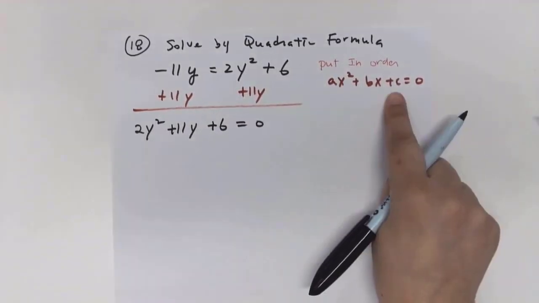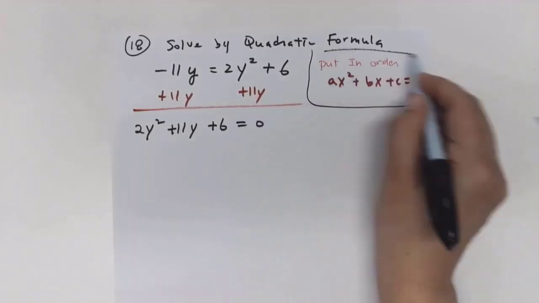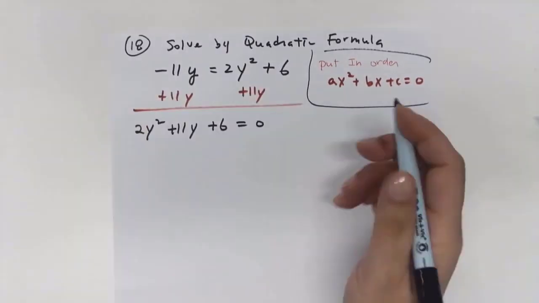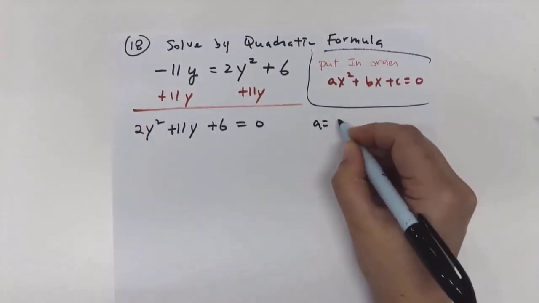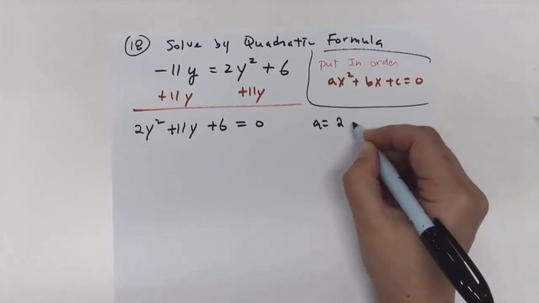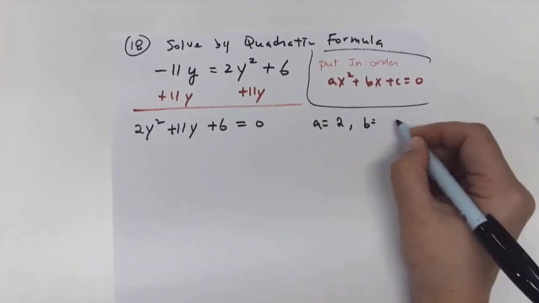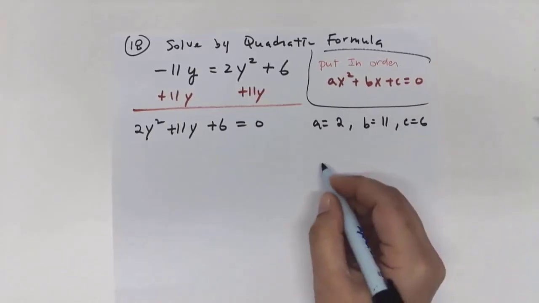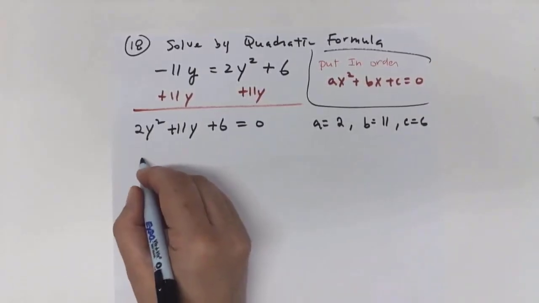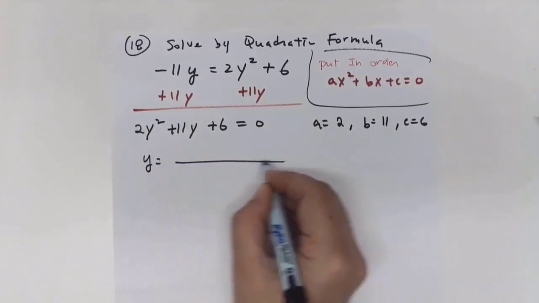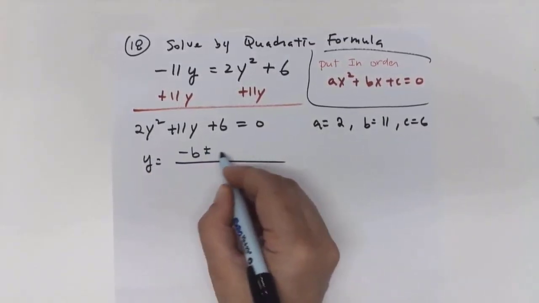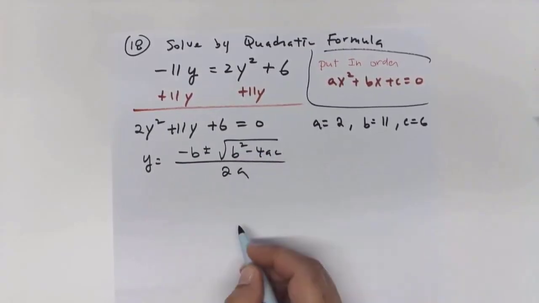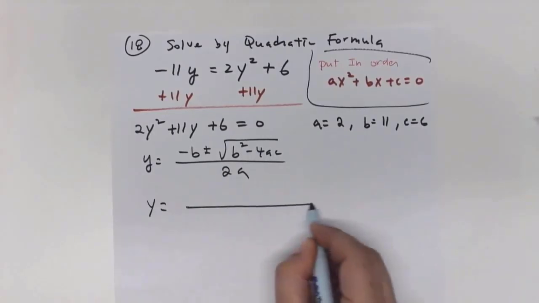So it has to be in this order first, okay? One of the common mistakes is to feel like this is A, this is B, this is C. It's not just like that. Okay, so A is? Just 2. B is? 11. C is? 6. So the formula, hopefully you will identify, x or y here equals negative b plus minus square root of b squared minus 4ac all over 2a, right? So help me plug it in.